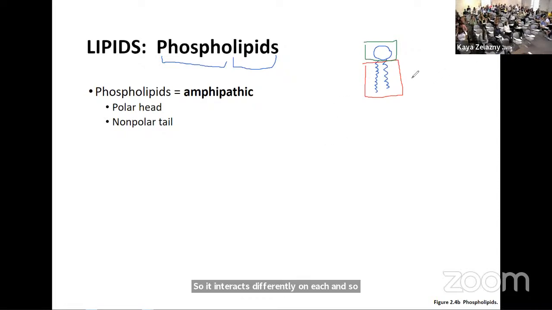So the tails are going to be hydrophobic. The head is going to be hydrophilic. The important thing to understand when we start to talk about this. Okay, we'll pick up here next time.